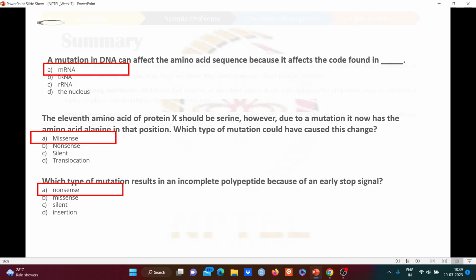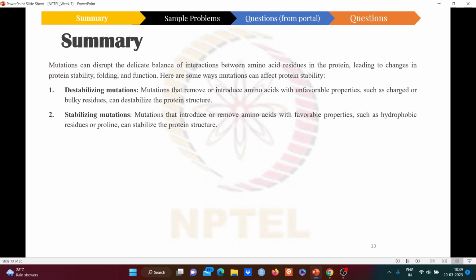Okay, I'll move forward. Next is how these mutations will disrupt or affect protein stability or protein interactions. Mutations can affect stability in several ways. They can disrupt the delicate balance of interactions between amino acid residues in the protein, leading to changes in protein stability, folding, and function.